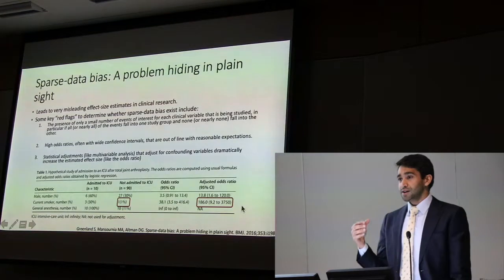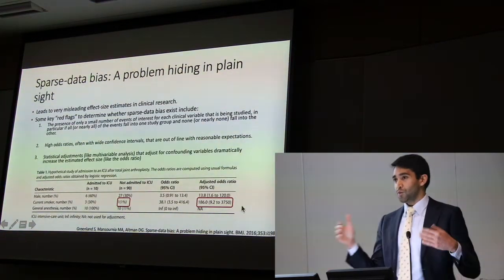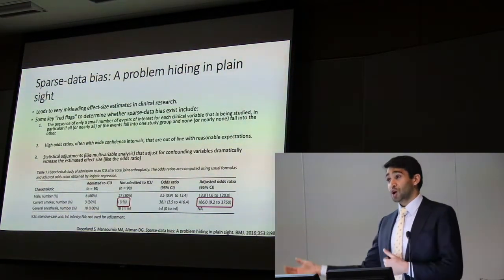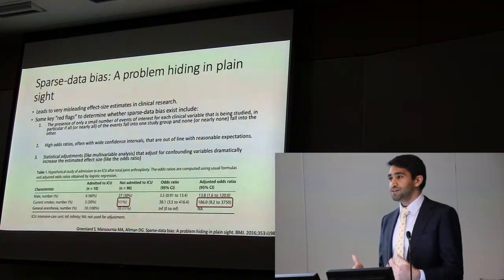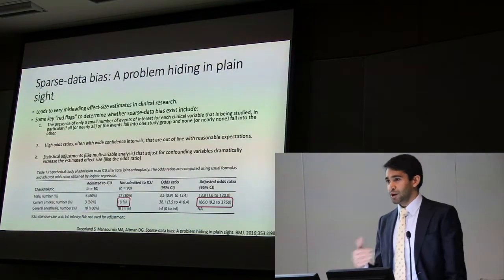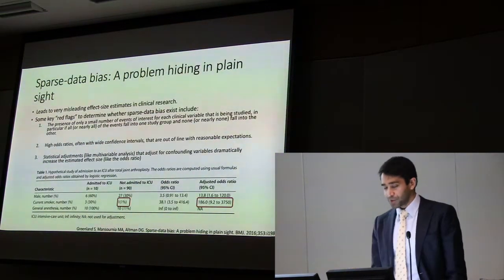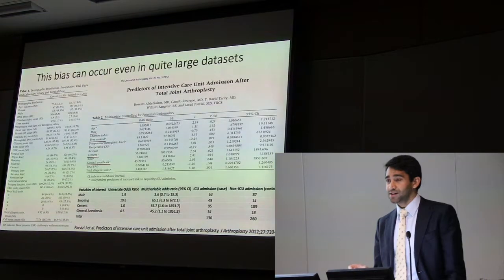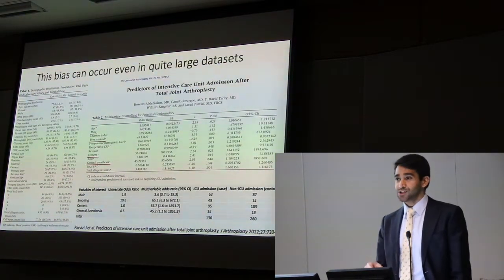So if you see odds ratios with wide confidence intervals that get larger when you do a multivariable analysis, as opposed to smaller, you should be thinking that there's sparse data. So there's subgroups here where there's barely any patients in them. People think that this is a problem in small data sets, but it exists in large data sets too.